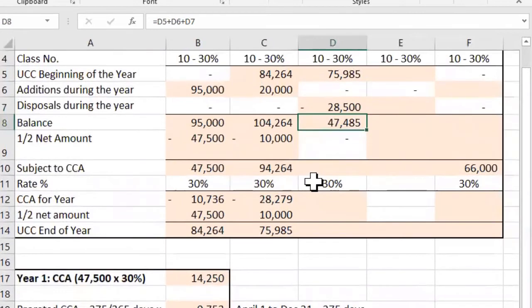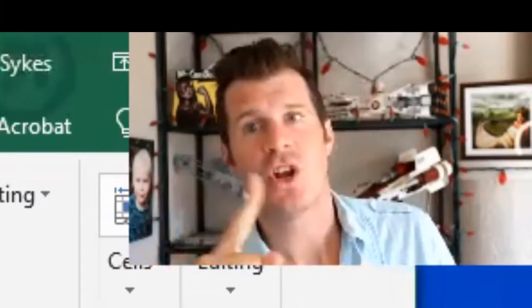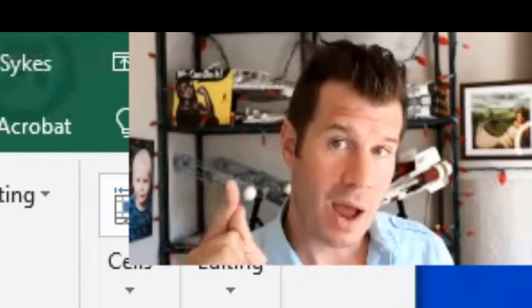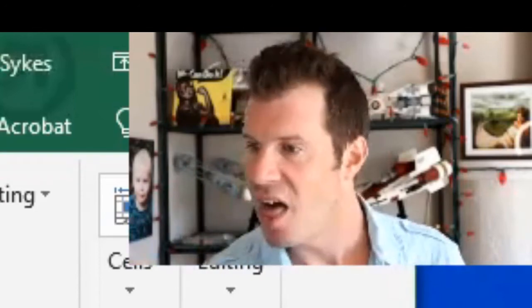Now, we do not do anything with the 1/2 net amount. The reason that we don't is because we do not have net additions. We have net dispositions. The only time you employ the half amount, the 1/2 net amount, is on net additions. We don't have that. This is one of the most common mistakes I see on exams, is that people see a number there and they multiply it by 1/2 and they dump it in. No, only if your net additions are positive. So because they aren't, we do nothing.